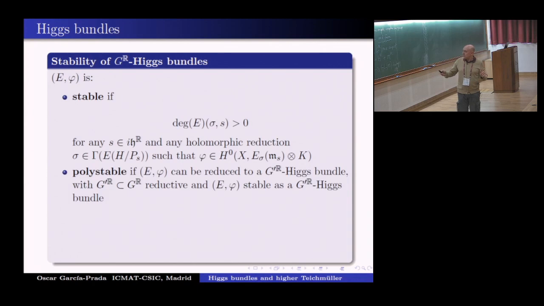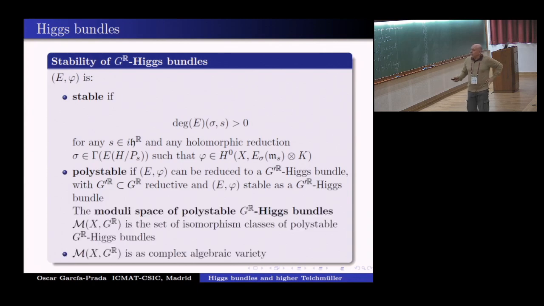But let me just say that you define the moduli space of polystable G_R-Higgs bundles as a set of isomorphism classes of polystable G_R-Higgs bundles, or if you prefer, S-equivalence classes of semistable bundles and so on. And this is a complex algebraic variety. The way this is proved is by means of GIT, and there are several ways. Carlos gave a construction of how you construct these moduli spaces.